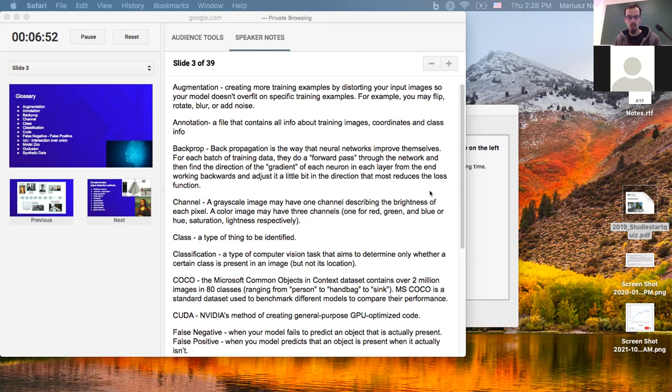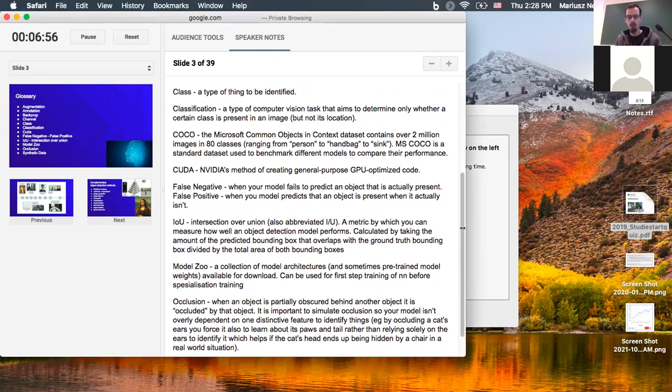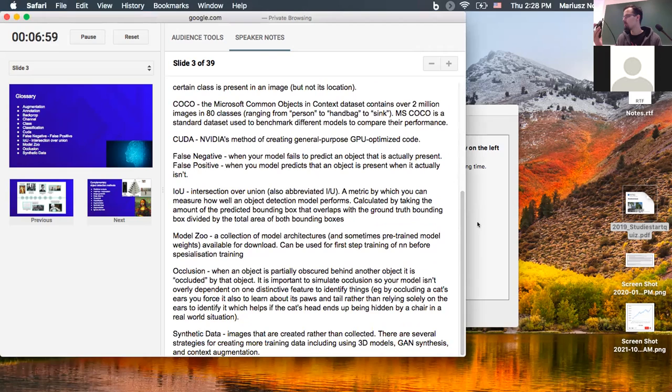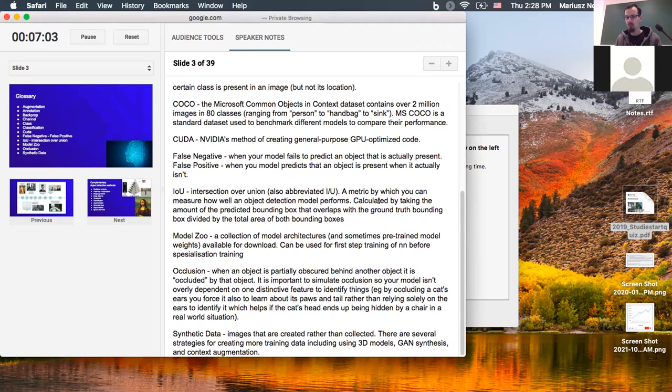CUDA is the NVIDIA's, and I can't scroll. The scroll wheel doesn't work. Why does it have inverse scrolling?